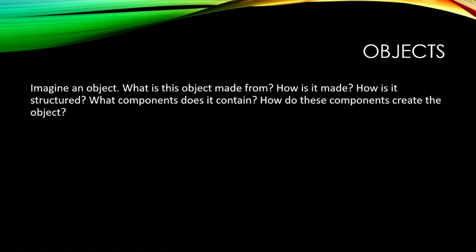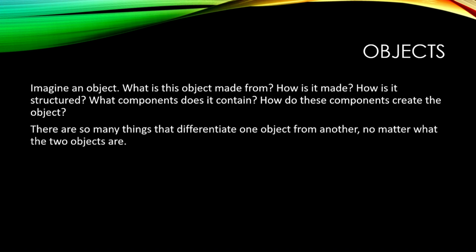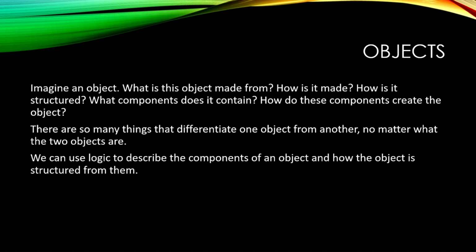So think about an object. This could be anything. So how is it made? How is it structured? What components might it contain? Any two objects, there's so much that could differentiate one from another. Once again, this is a little bit abstract, but it's starting with basics. So we can use logic to describe the components of an object and how it's structured.